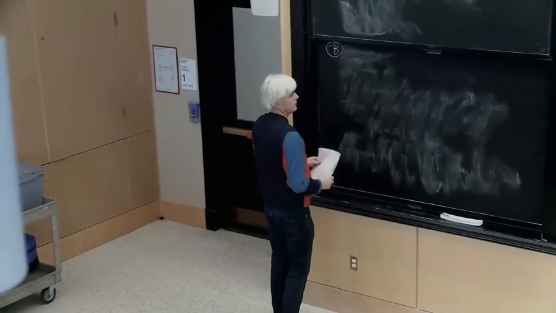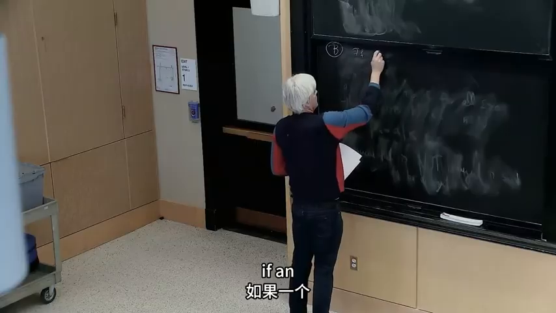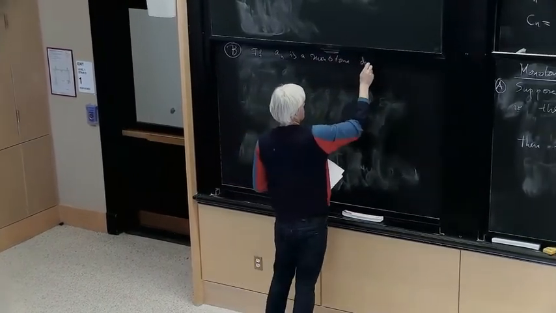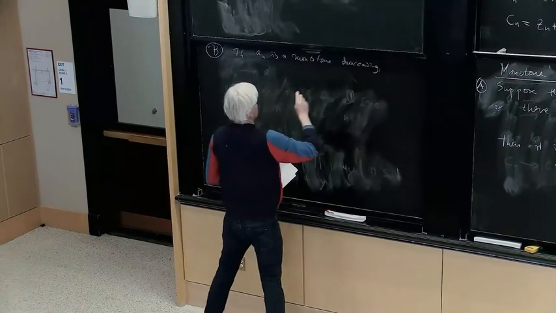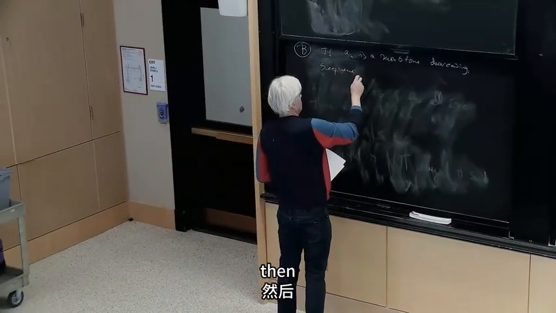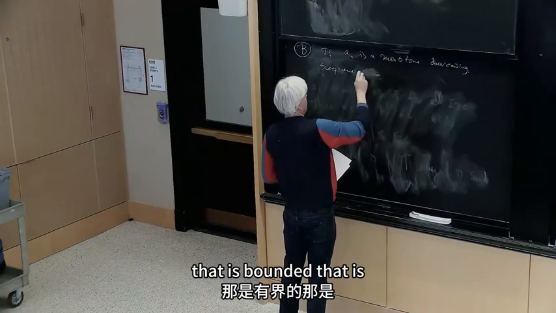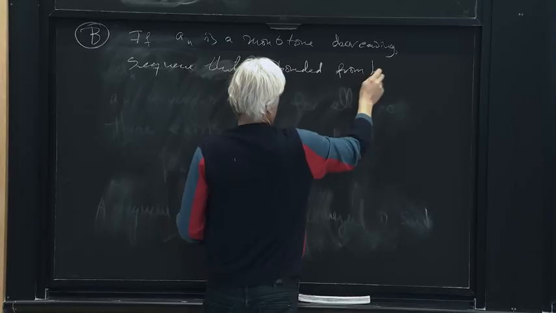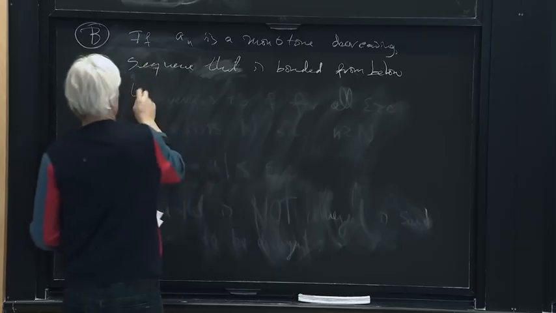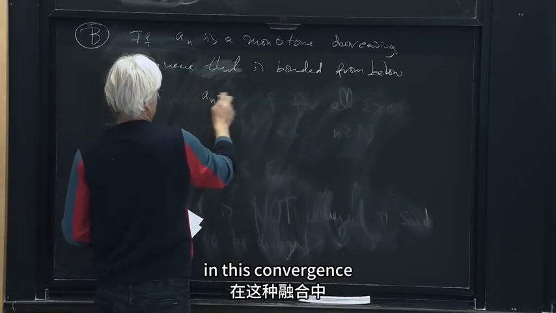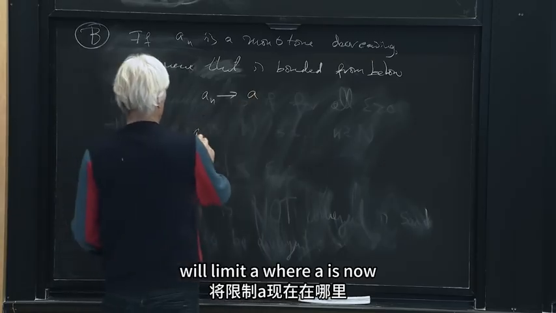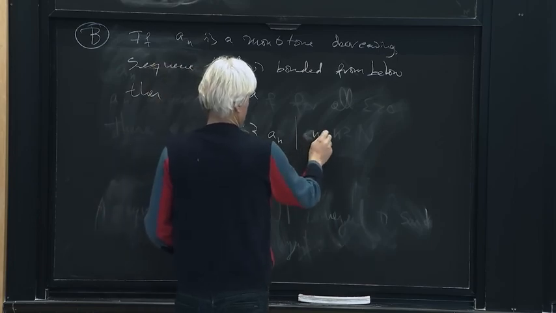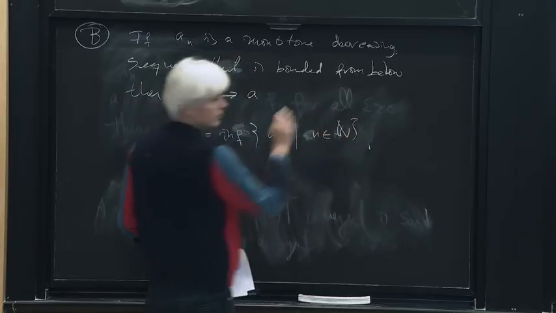Part two, or part B, is that if AN is a monotone decreasing sequence that is bounded from below, then AN is convergent with limit A, where A is now the inf of these numbers. Okay.